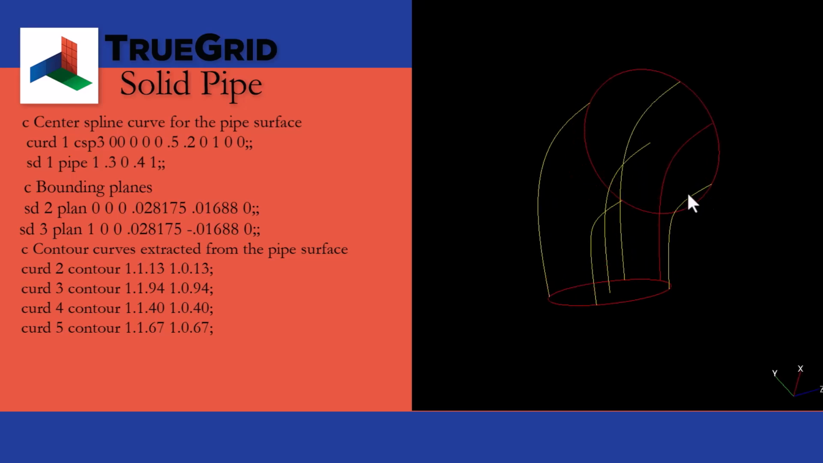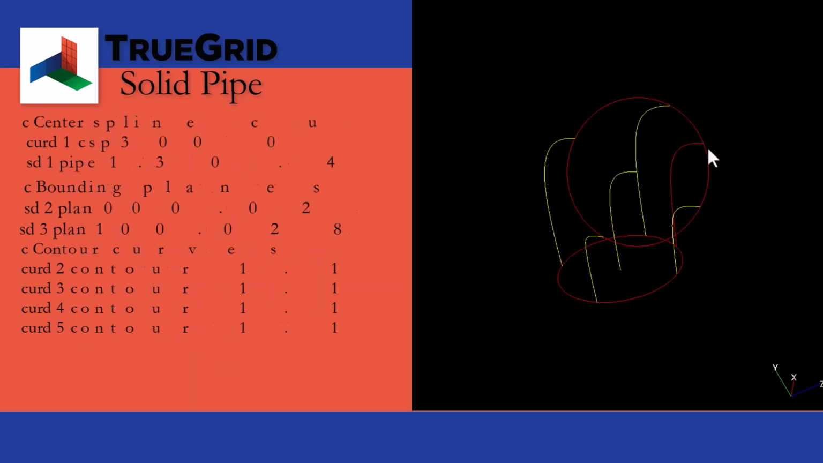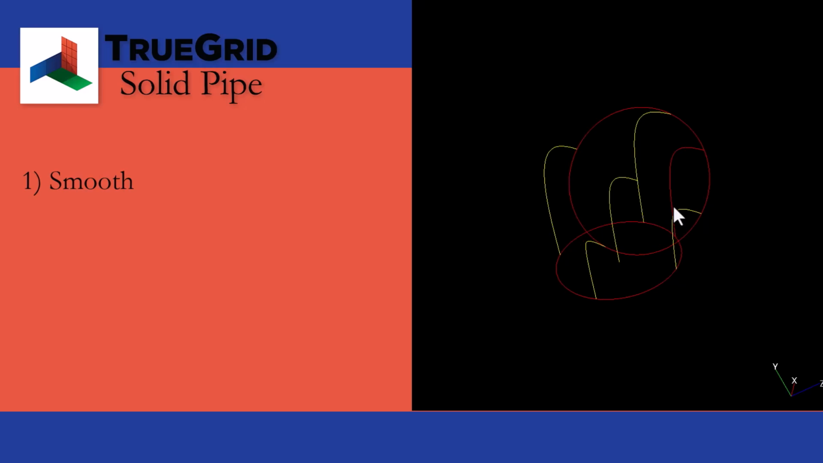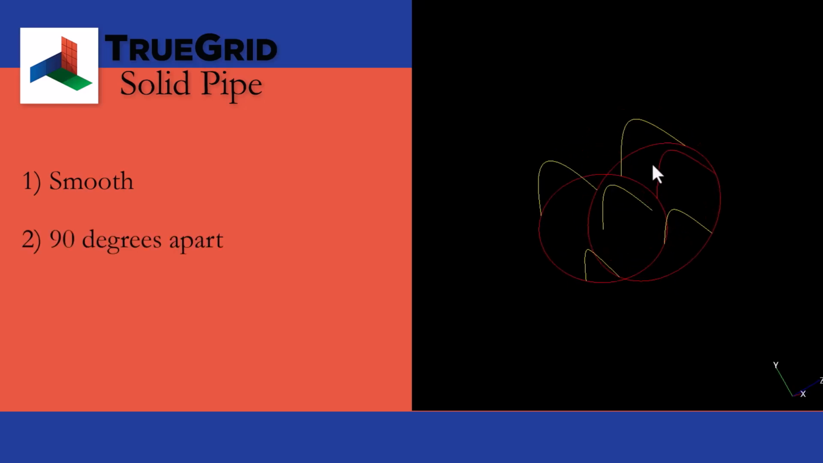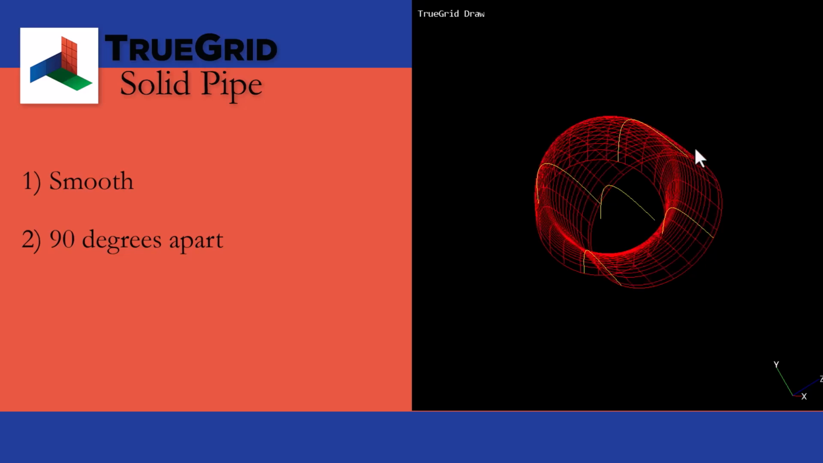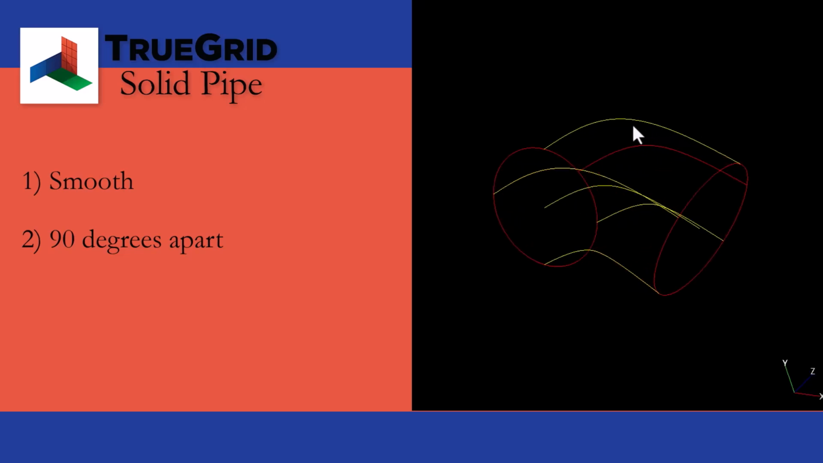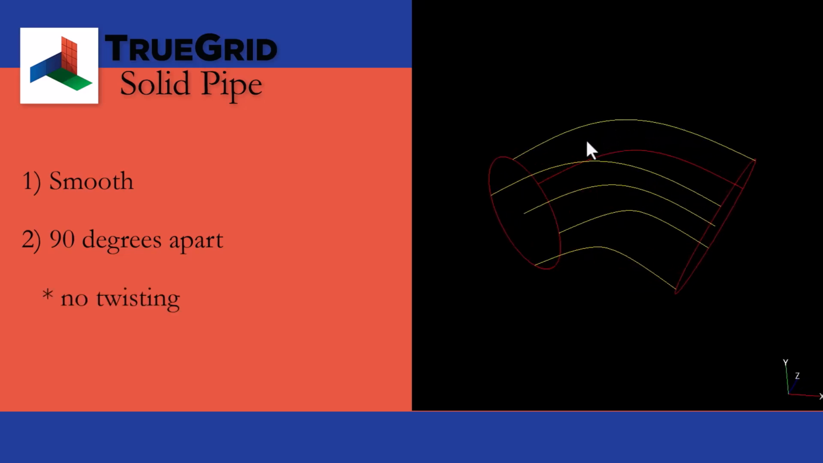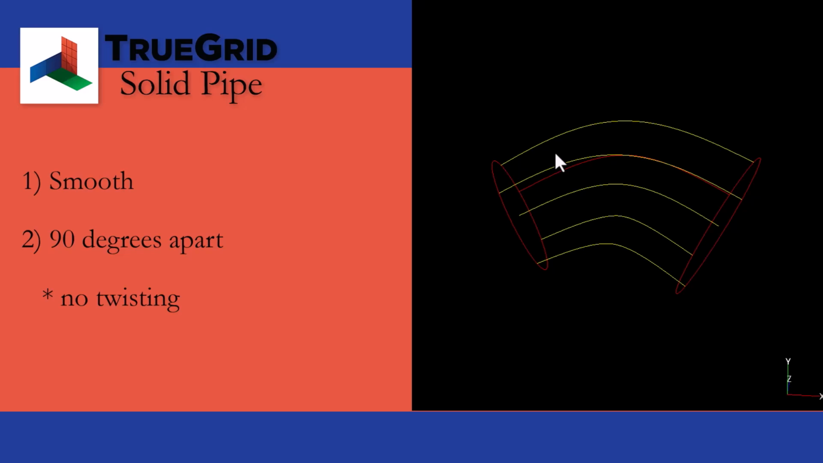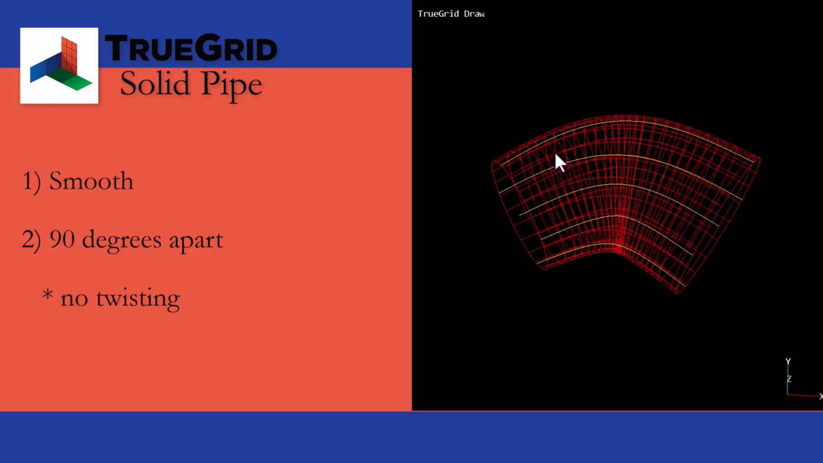There are 2 critical features needed in the construction of these 4 curves. First, they should be smooth. This is why the spline curve works so well. Second, the 4 curves need to be spaced about 90 degrees apart from each other along the circumference of the cross-section of the pipe. It is also important that they do not twist around the pipe as they traverse the length of the pipe. This produces a good interior mesh, but the interior block going down the middle will be formed with straight line edges.